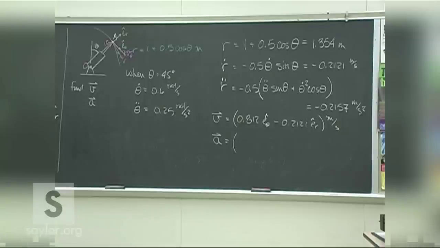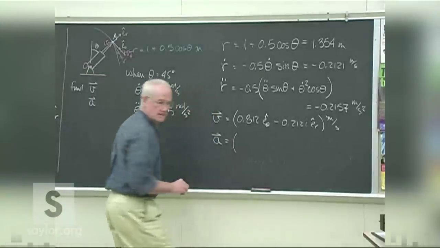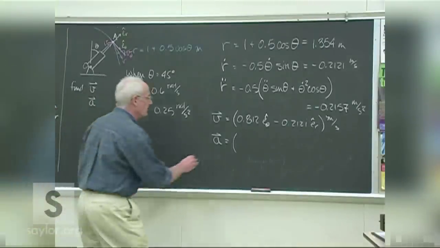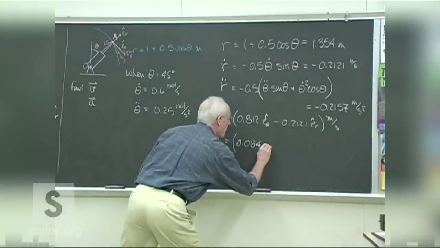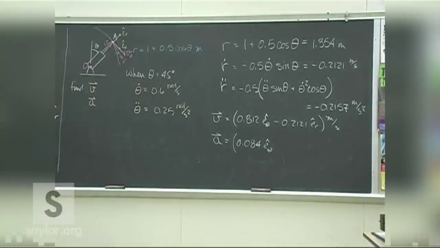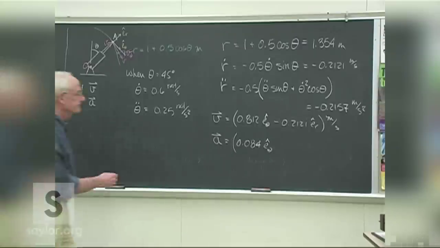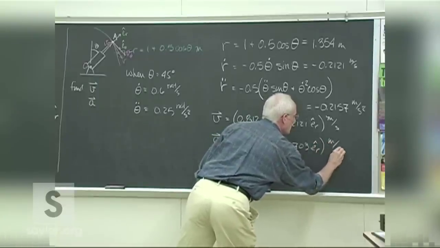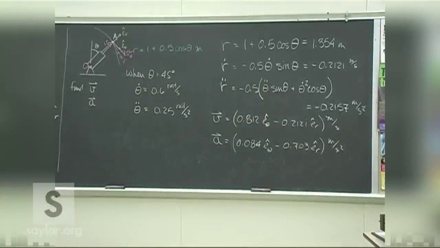And at that instant, we come up also with the acceleration vector. 0838 for the theta direction. 0841. 0841. Okay, so maybe a little bit of round off. We'll call it 084 in the theta direction. That's meters per second squared. And then the R direction, 703, something like that, give or take a little bit, meters per second squared. And that, yeah, that's negative. So we have an acceleration component, a little bit in the R direction, very little bit in the theta direction.